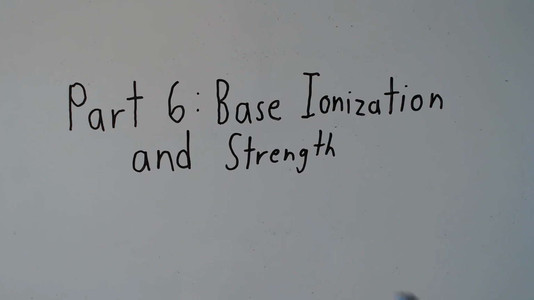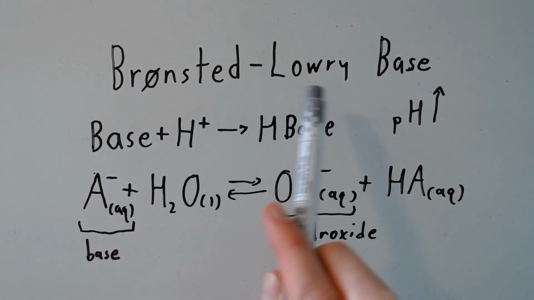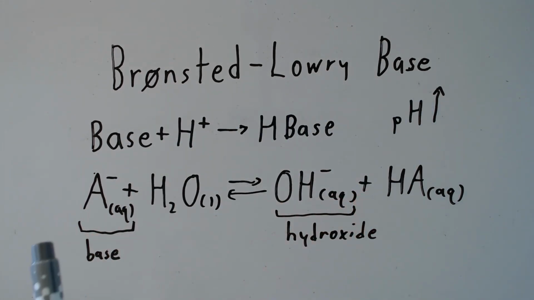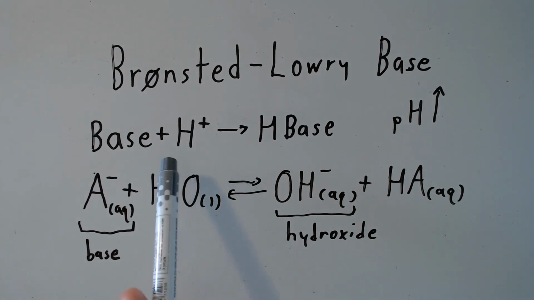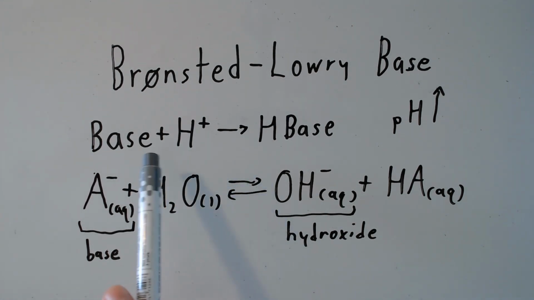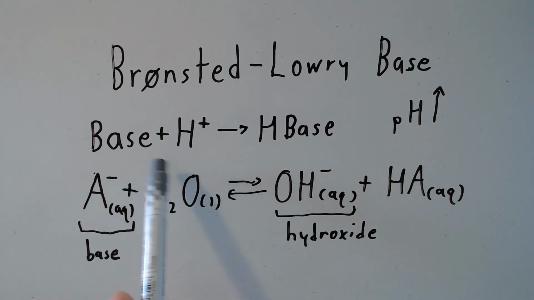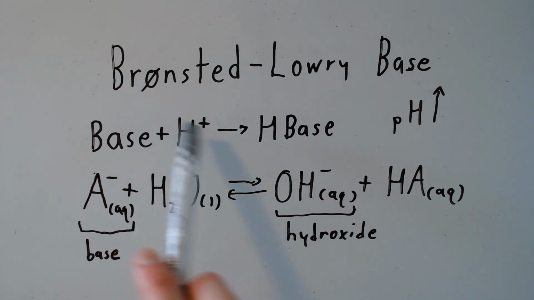Part 6, Base Ionization and Strength. So in this video, we will be primarily focusing on Bronsted-Lowry bases. A Bronsted-Lowry base is any substance that takes in H plus ions in the solution. So you can see that the base, by taking up these H plus ions, lowers their amount in the solution because they're all taken up by this base.